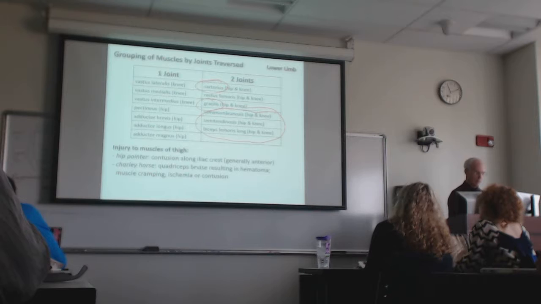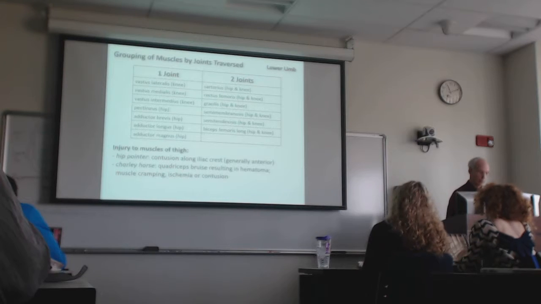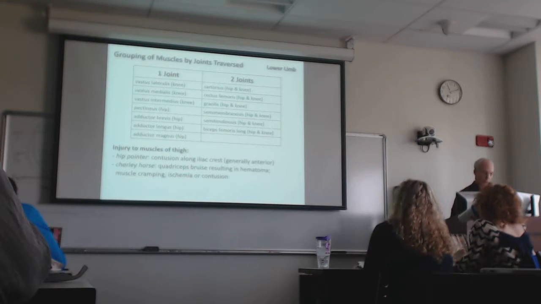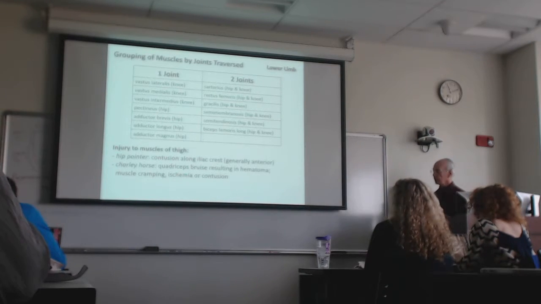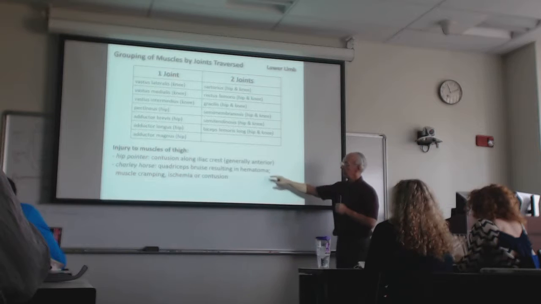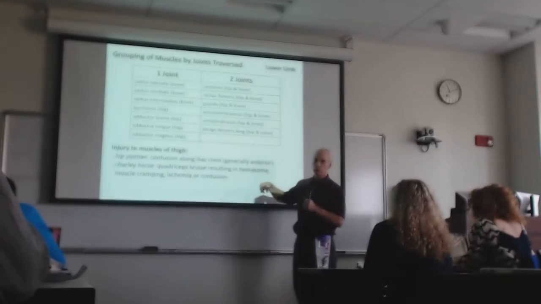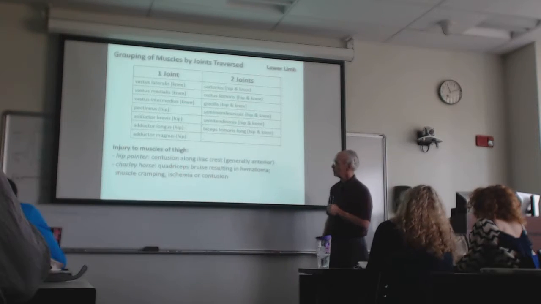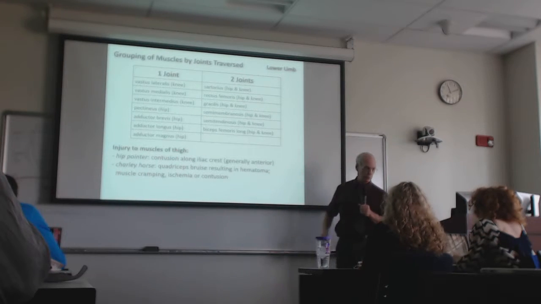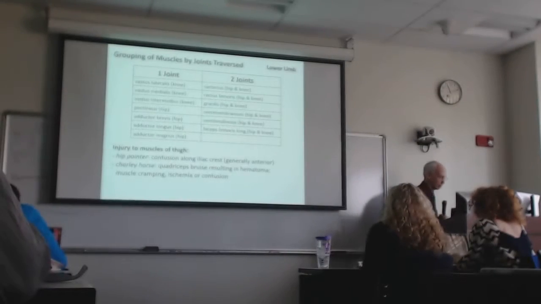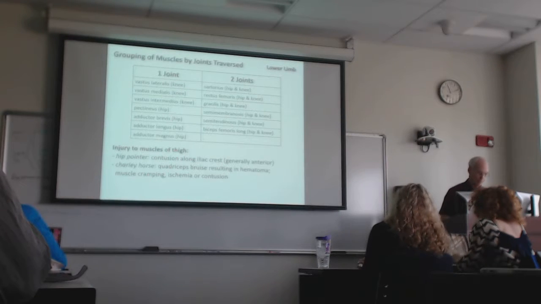And then I just threw these terms in because students have asked about them so often over the years. You should be familiar, I think, with the correct definition of hip pointer and Charlie horse. The hip pointer generally involves bruising around the iliac crest and sometimes the upper trochanter too. That's often considered part of a hip pointer. Charlie horse, on the other hand, is just a massive bruising, usually of the anterior compartment muscles.